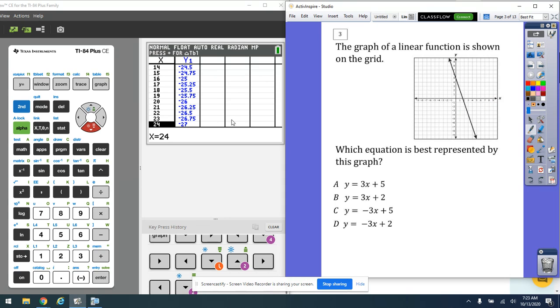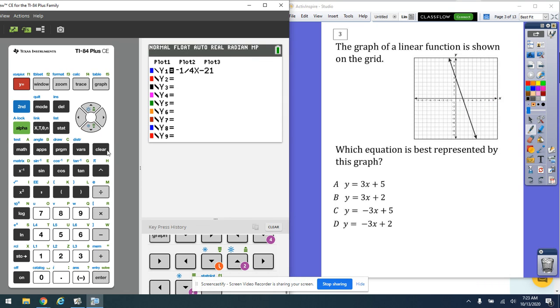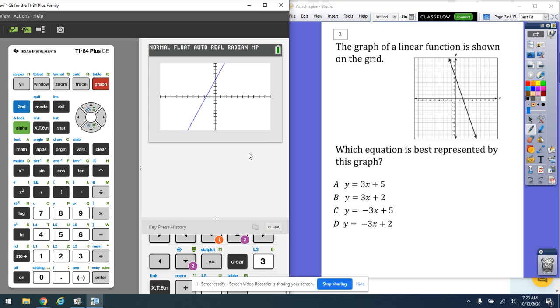Well, simple, same thing: guess and check. I'm just going to clear this out. Which equation is best represented by this graph? In other words, one of these equations is going to look just like this graph. It's pretty straightforward from here. I'm just going to put 3x plus 5 and graph. Does it match the graph? Well, it's going this way, and that one's going this way. Yep, A's out.